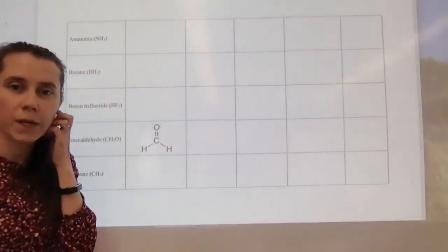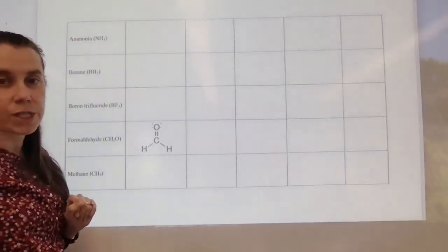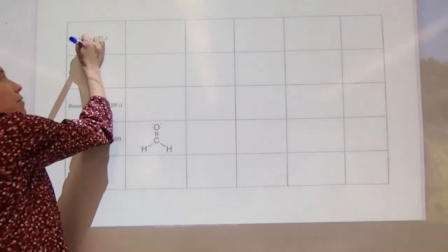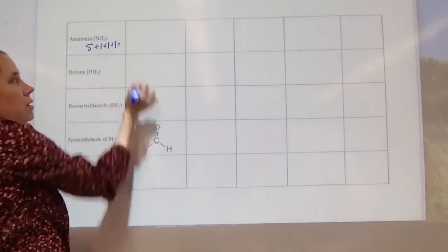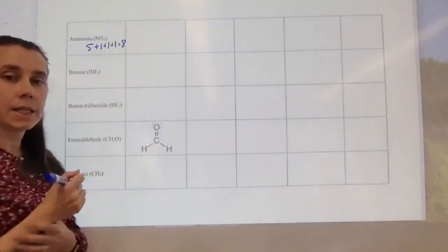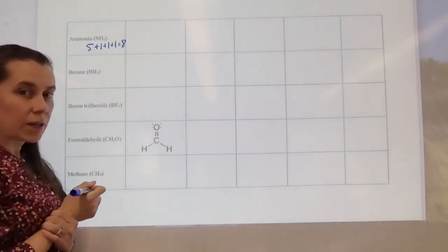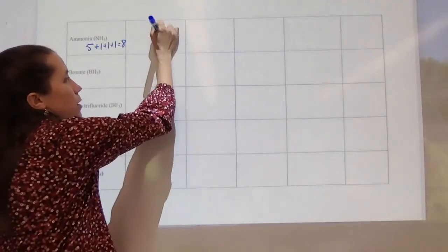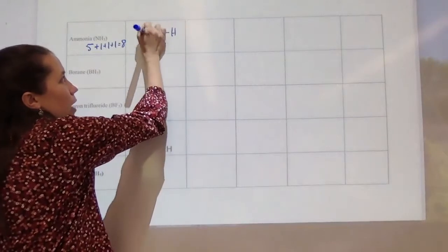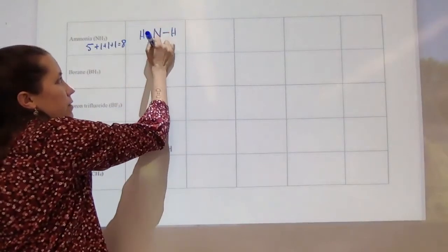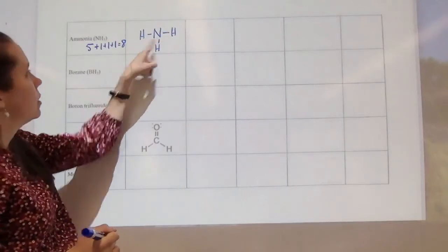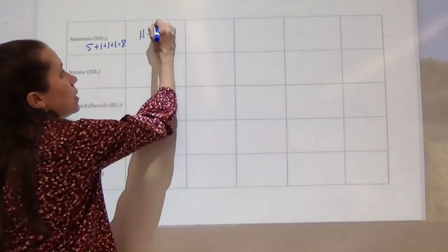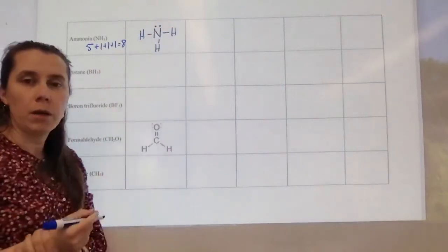Right, on page 3, the first one we have is ammonia, which is NH3. So N has 5 electrons, and then each hydrogen is 1. So altogether, that gives us 8. Okay, hydrogen can't go in the middle, so we're going to stick our nitrogen in the middle, right? Put a hydrogen around all 3 sides of it. Okay, so that's 2, 4, 6 electrons. So we still have 2 more left, and they'll go on the middle atom.